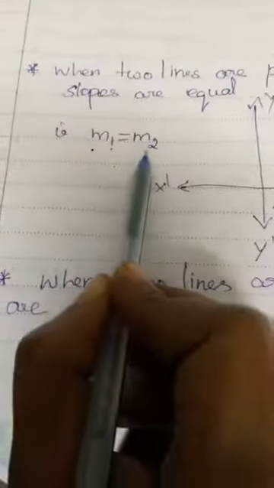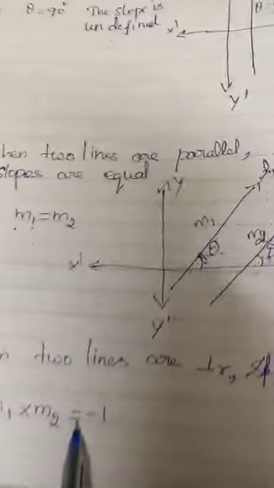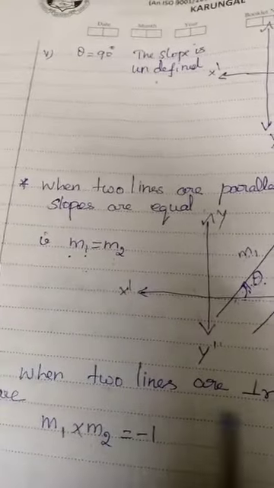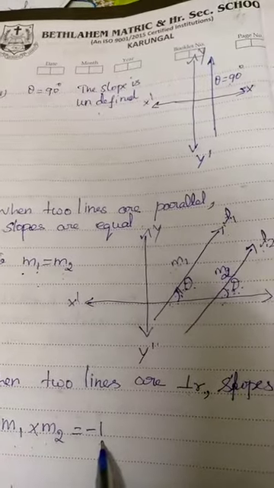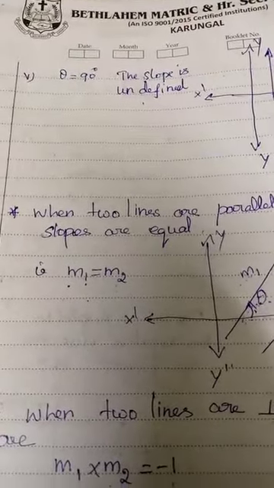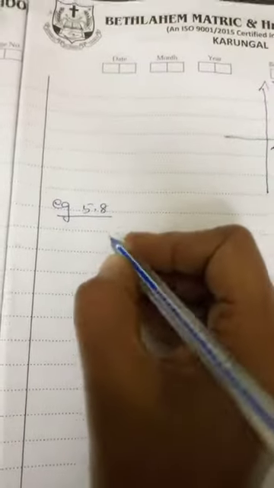That is the condition. When two lines are parallel, M1 is equal to M2. When two lines are perpendicular, M1 into M2 is equal to minus 1. Understood, students? You should study, these are important formulas. So we move to the examples. First of all, example 5.8, page number 214. Write the question along with me. First one.